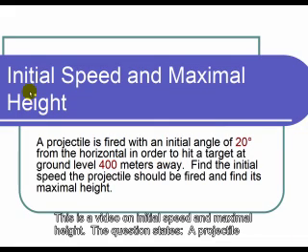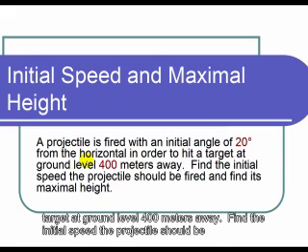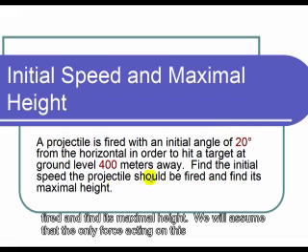This is a video on initial speed and maximal height. The question states, a projectile is fired with an initial angle of 20 degrees from the horizontal in order to hit a target at ground level 400 meters away. Find the initial speed the projectile should be fired and find its maximal height.